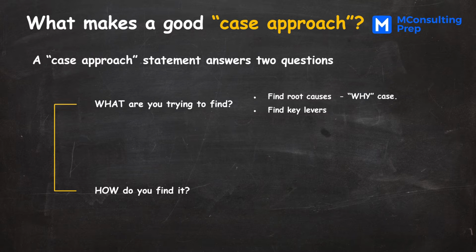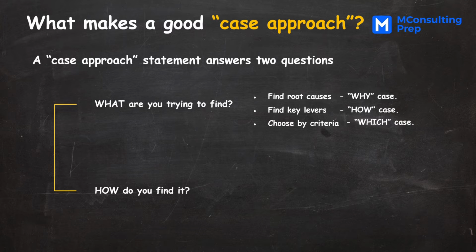Two, find key levers. That is, areas with significant room for improvement. This applies when finding the root causes seems impractical. I like to call this the how case. Three, choose by criteria. This is for cases when you need to make a decision. I tend to call this the which case.